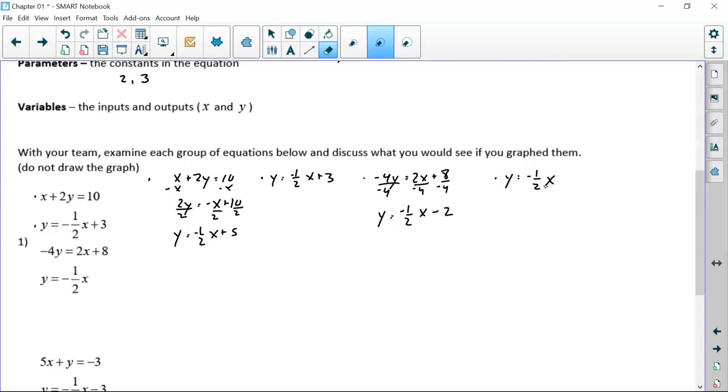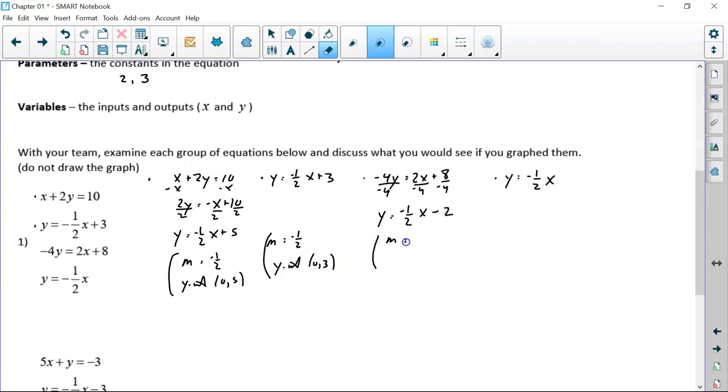Now, if we look at those equations, the slope for the first one is negative 1/2, and our y-intercept is at (0, 5). For our second equation, the slope is negative 1/2, and the y-intercept is at (0, 3). For our third line, the slope is negative 1/2, and our y-intercept is at (0, negative 2). And for our last line, our slope is negative 1/2, and our y-intercept is at (0, 0).